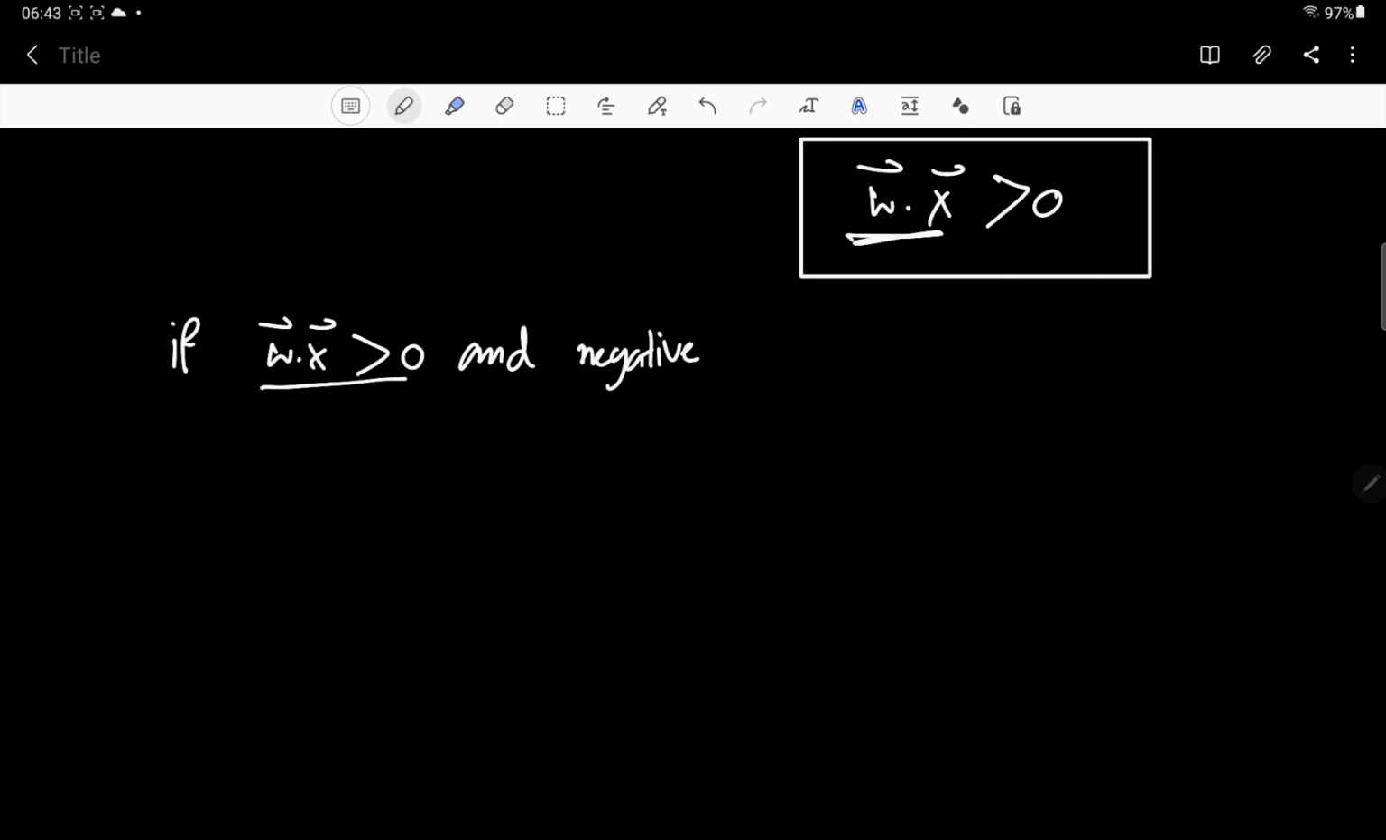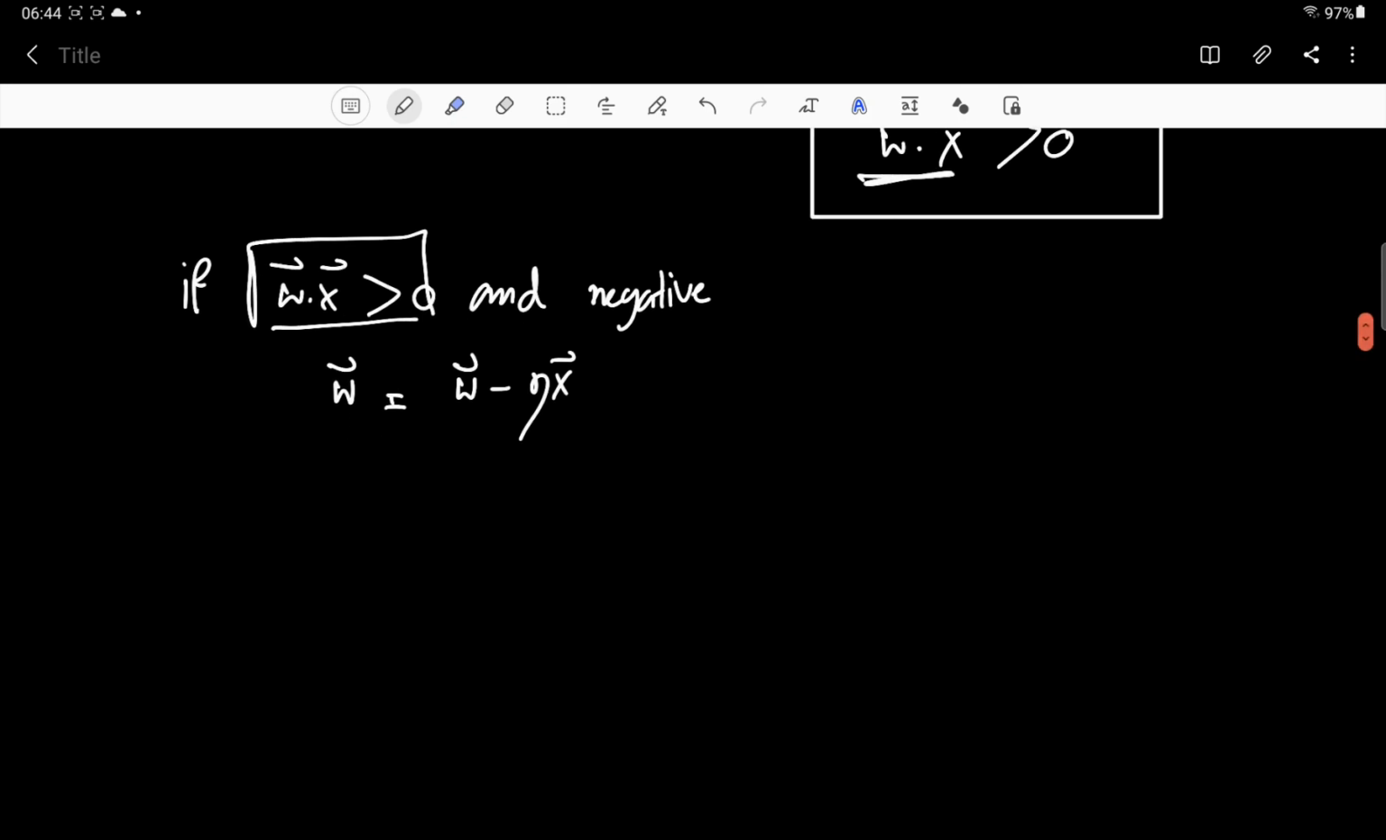So what should we do? Can you remember? If the example is negative but w dot x is greater than 0, that is too much, because we need something like negative 1. So we have to decrease it. So w will be w minus eta x. This one is from the previous videos, right?